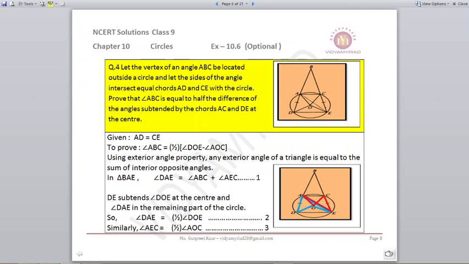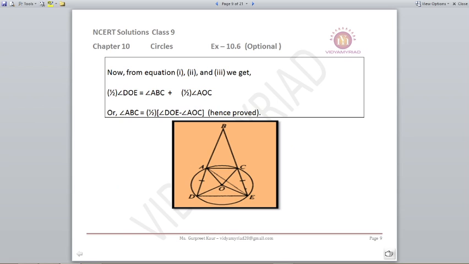Similarly, on the other hand side, if we take AC as the common segment, in that case angle AEC is equal to half of angle AOC. So let it be equation number 2 and 3. From all the equations we get half of angle DOE is equal to angle ABC plus half of angle AOC. So just take AOC on the other hand side. You will get ABC is equal to half of angle DOE minus AOC, which is proved and it was required.